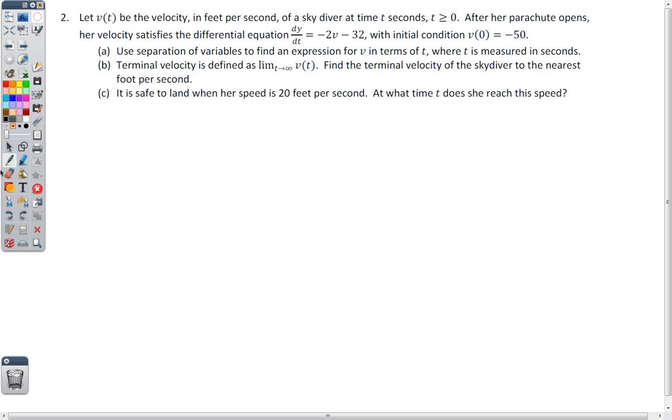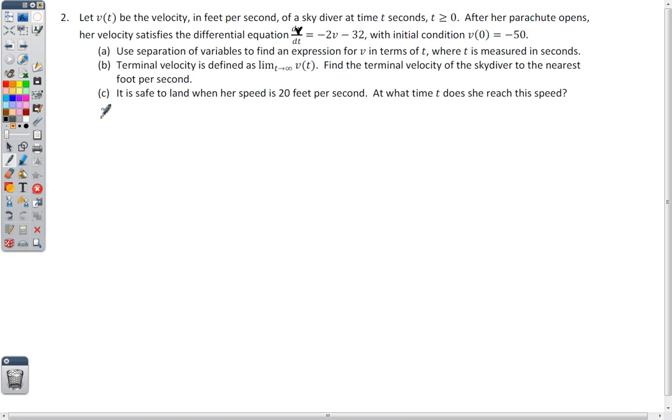Let v of t be the velocity in feet per second of a skydiver at time t seconds, where t is greater than or equal to 0. After her parachute opens, her velocity satisfies the differential equation dv/dt, this should be a v, sorry about that, equals negative 2v minus 32, with initial condition v of 0 equals negative 50. Use separation of variables to find an expression for v in terms of t, where t is measured in seconds.